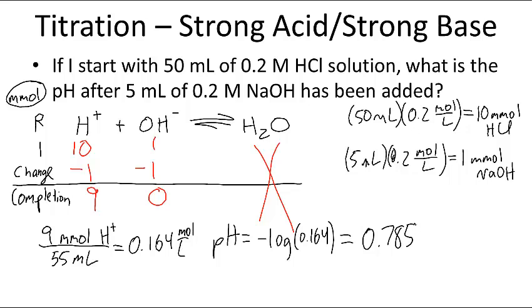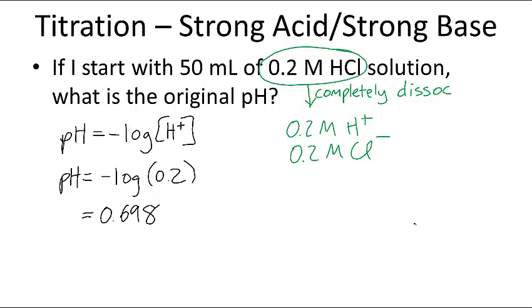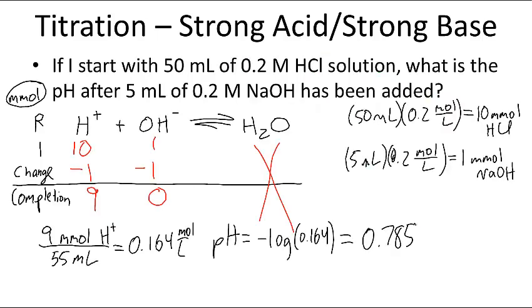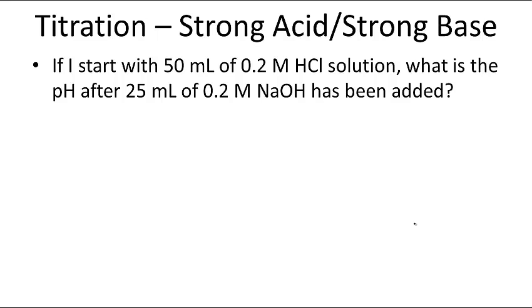So what we're looking at is what's happening to pH as we titrate. We started at 0.7 essentially, and now we're at 0.785. Not a huge change. So we started our titration, and the pH went up a little bit. Let's keep going. This time I want you to follow this same process, but now let's consider what happens after I've added 25 milliliters of 0.2 molar NaOH.